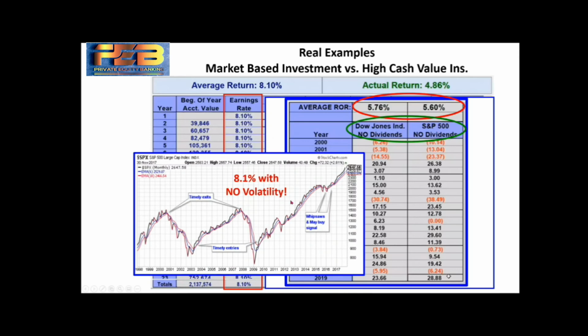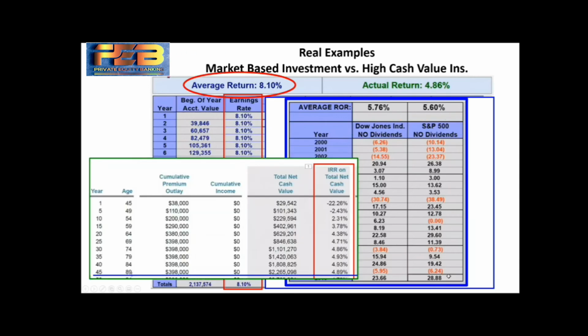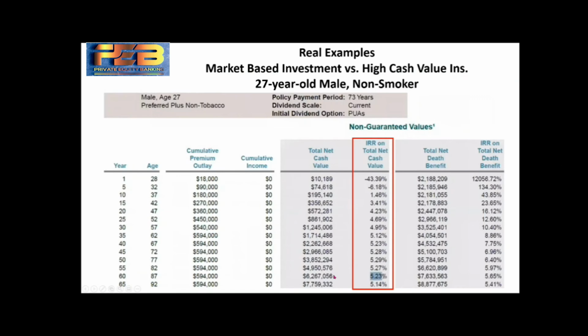And what this calculator is telling us is that we would have had to have gotten 8.1 every year with none of this volatility. And if we were able to get an average return of 8.1, it would then give us a 4.86 return here, the same as what we're looking at in the policy of 4.89, a little bit more in the policy.